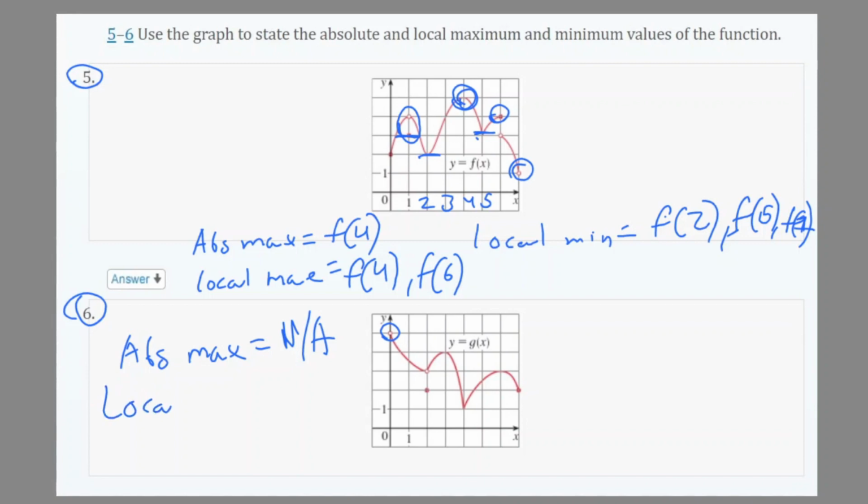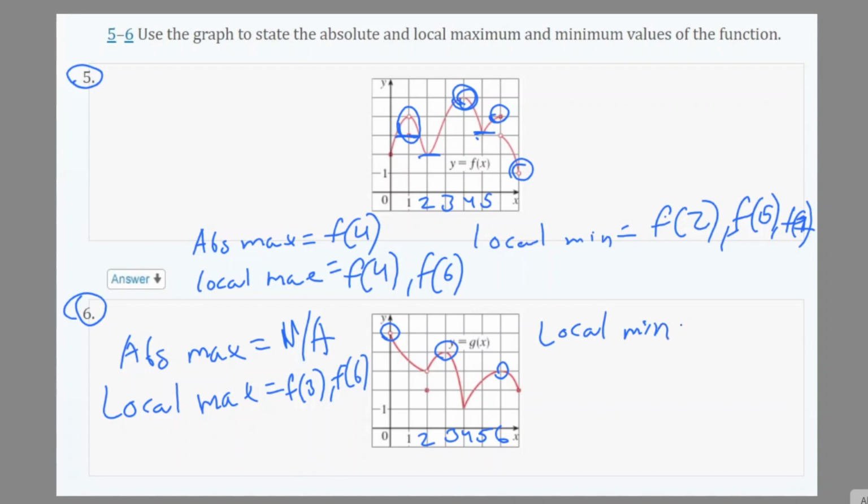So let's take the local maximums. So local maximums must be within the interval. So for the first one, we have f of 3 and then f of 6. So we could write f of 3 and f of 6. At f of 3, it reaches a y value of 4, and at f of 6, it reaches a y value of 3.